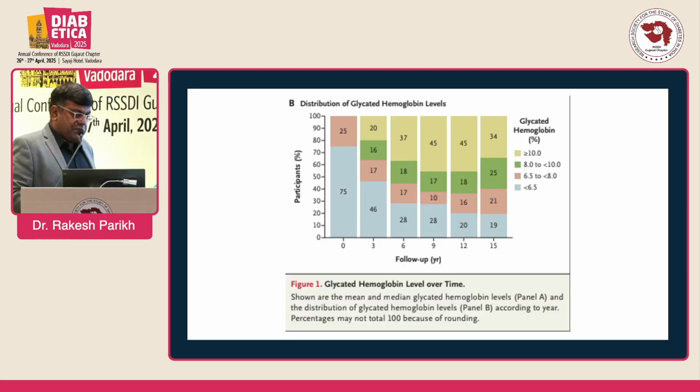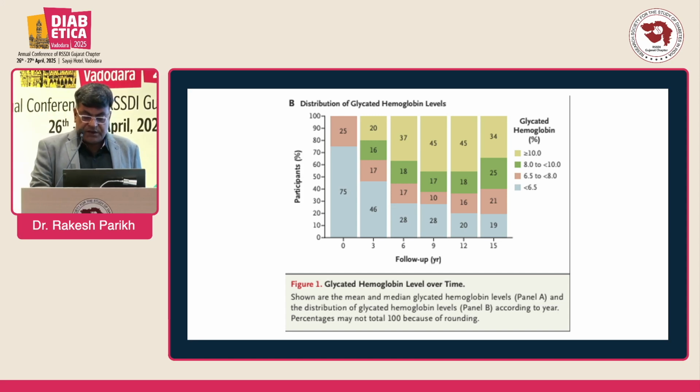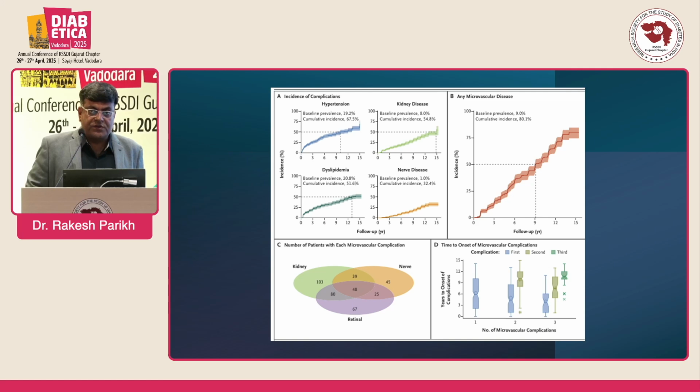This is the HbA1c. So at the onset, 75% people have a HbA1c of less than 6.5. Very few are having between 6.5 to 8. After 3 years, the number of people with HbA1c under 6.5 goes down drastically. By 6 years of duration of diabetes, only 28% remain controlled, and you see 40% people having HbA1c of more than 10%. So the glycemic control worsens very fast in individuals who are developing diabetes at a younger age, and it translates to the risk of complications.